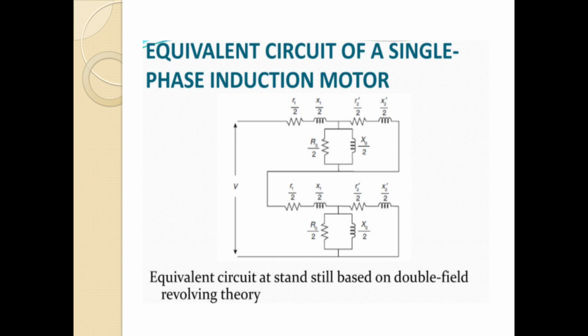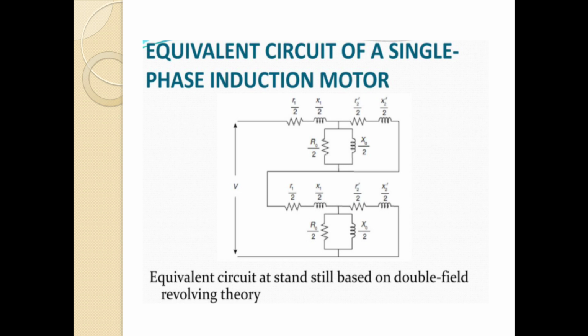The developing torques of a single phase induction motor are two torques. One is forward torque and another one is reverse torque. The single phase induction motor's iron or core loss is taken as part of the actual rotor impedance referred to the stator.